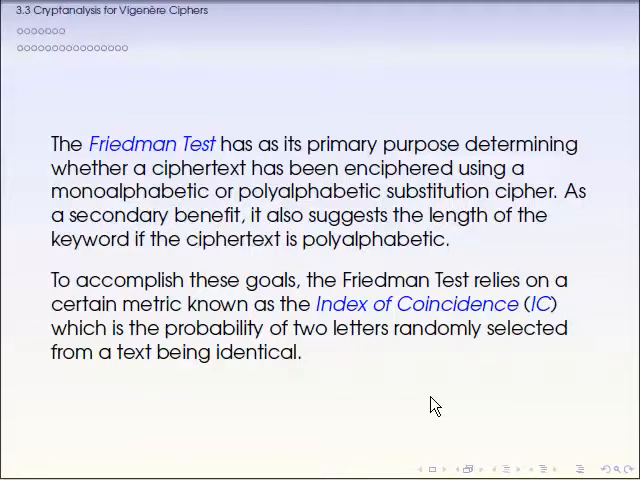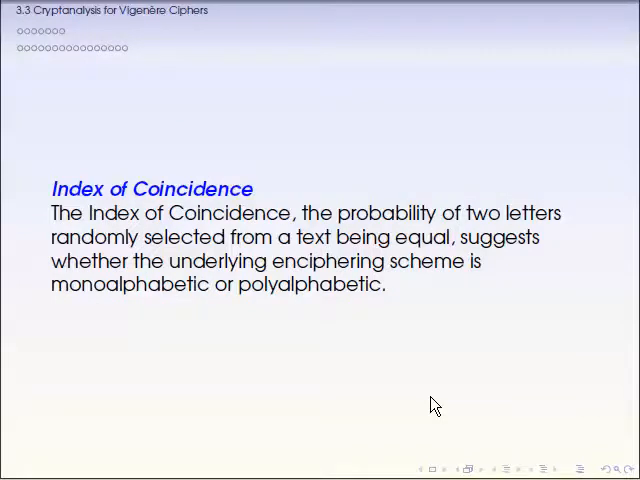From now on, we are going to call it IC, and it tells us the probability of picking the same letter if you choose two characters out of this ciphertext. So the statement is like this: the index of coincidence, IC, is simply the probability that two randomly chosen letters are equal, and by that we can figure out whether the given ciphertext is monoalphabetic or polyalphabetic.